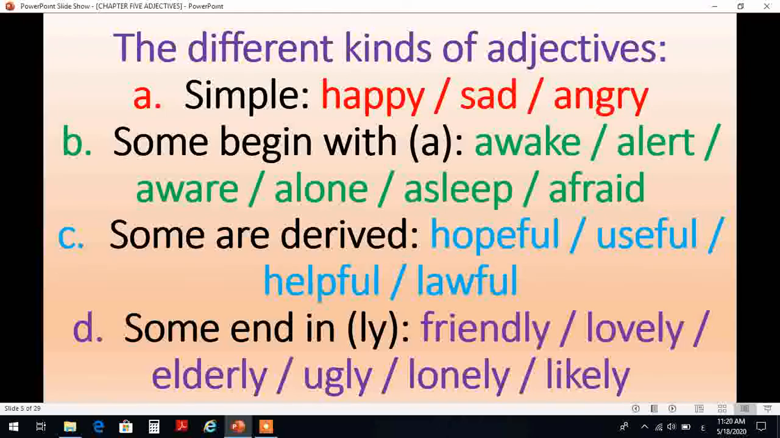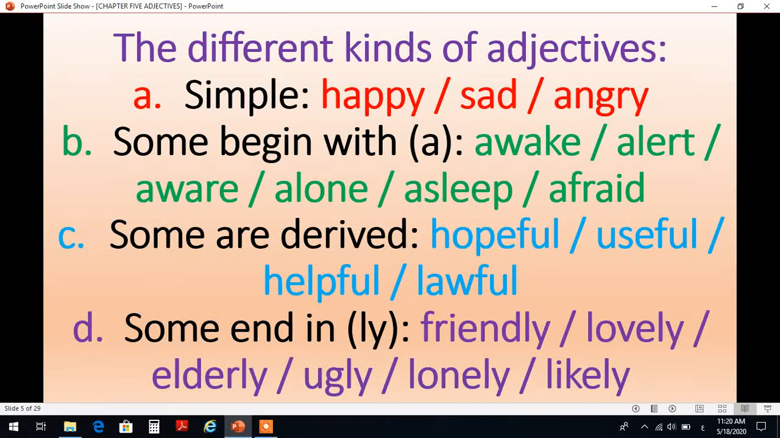The different kinds of adjectives. نأتي الآن إلى الأنواع المختلفة من الصفات. النوع الأول أن تكون simple أو بسيطة. For example, happy, sad, angry. النوع الثاني some begin with A. تبدأ بحرف ال A. For example, awake, alert, aware, alone, asleep, afraid.